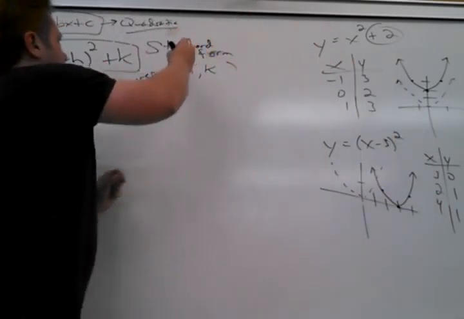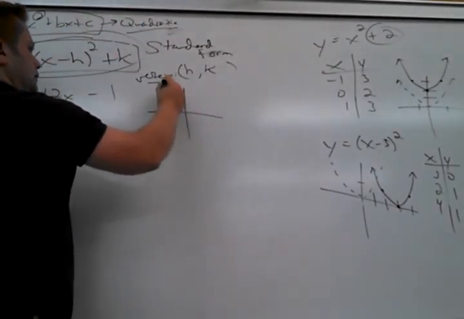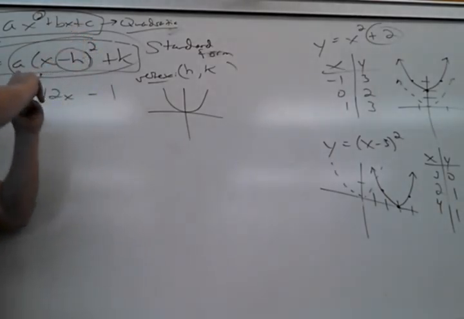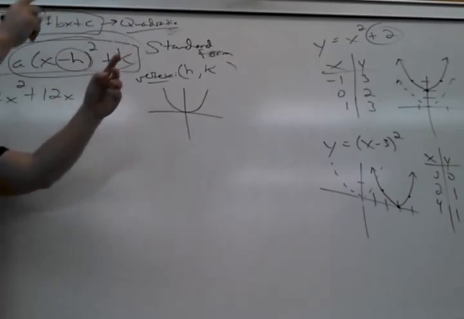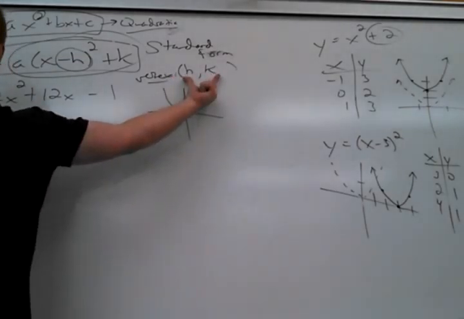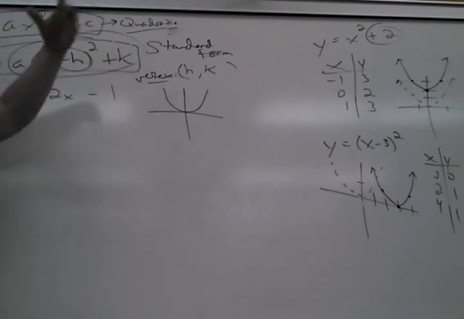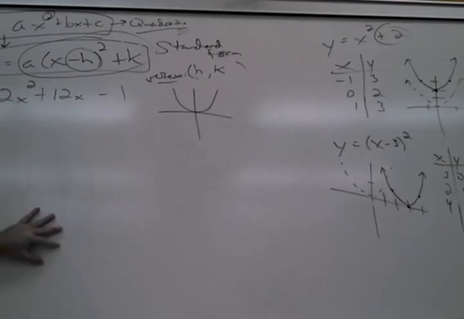So that's why, when I get it in this form, where would the vertex be? Normally the vertex is at 0, 0. So how would it move? It would move right H, if H is positive, and up K. So now the vertex would be at H, K. That's why the vertex is H, K. So if I put this in this form, the vertex just jumps out at me. It's kind of nice. Right? You like it when things just jump out.